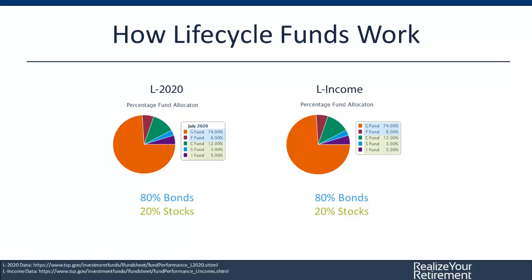Once the lifecycle fund has reached its target date, all investments in the fund are rolled over to the L Income Fund, which simply maintains the allocation that the lifecycle funds reach at their target date. The L Income Fund does not change its allocation over time and simply maintains the predominantly bond allocation you see on the right. Now that we've covered how the funds work, let's dive into the advantages and disadvantages of the lifecycle funds.